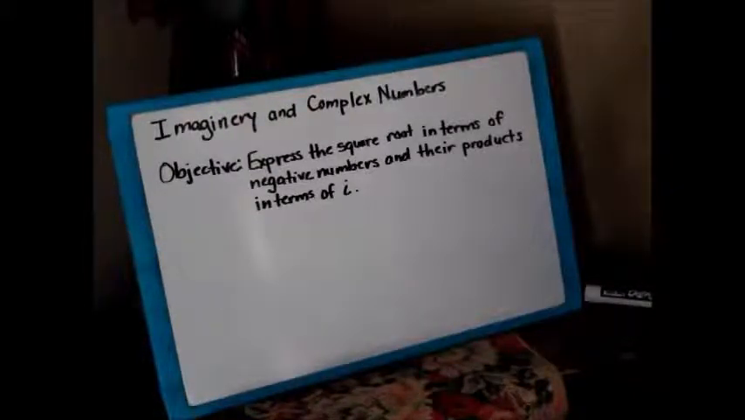Today we will be talking about imaginary and complex numbers. Our objective is to express the square root of negative numbers and their products in terms of i. In the set of real numbers, negative numbers do not have square roots. An equation like x squared is equal to negative 1 has no solution. Imaginary numbers were invented so that negative numbers would have square roots and certain equations would have solutions.